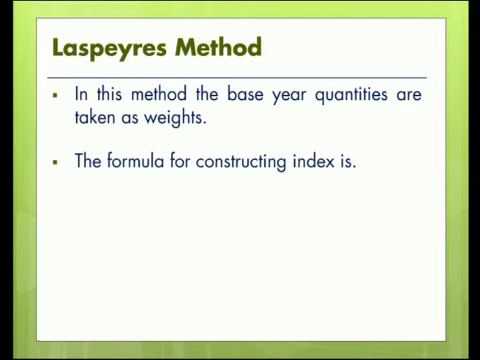First of all, Laspeyres method. In this method the base year quantities are taken as weights. The formula for constructing the index is P01 is equal to summation P1 Q naught by summation P naught Q naught into 100.